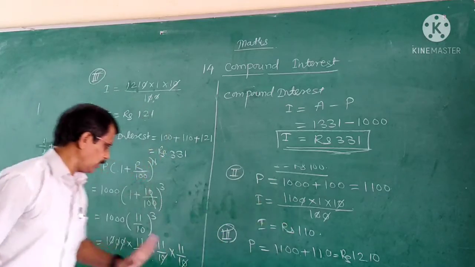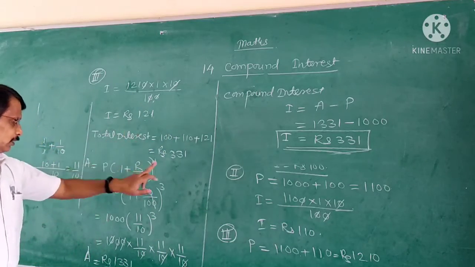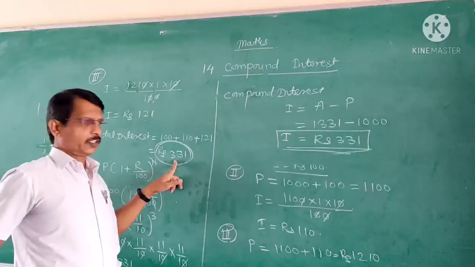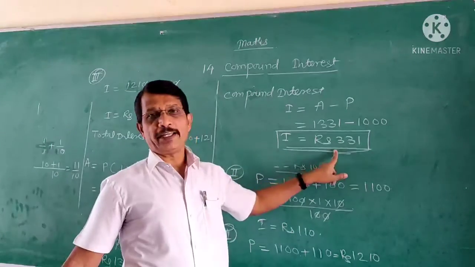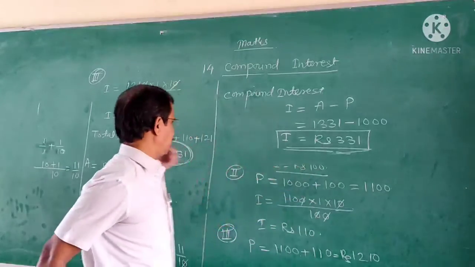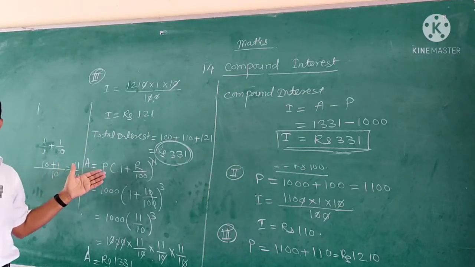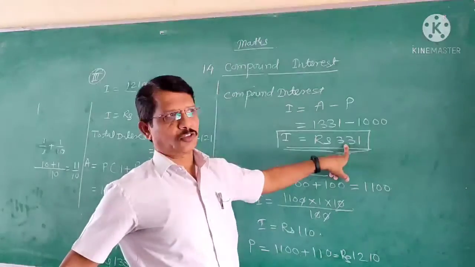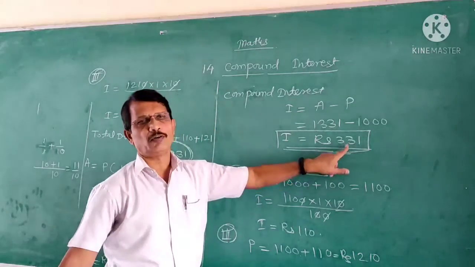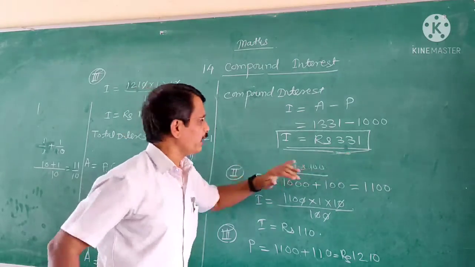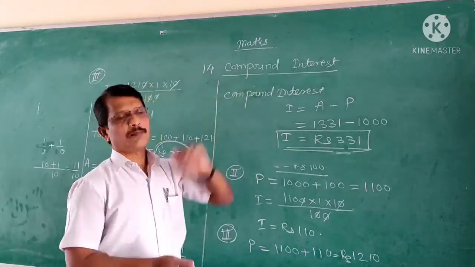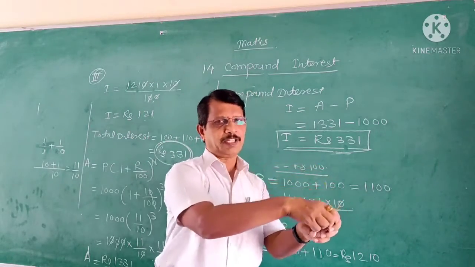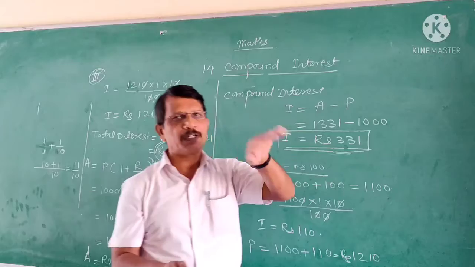Means by using this formula you will get total interest 331. Here also, by using this formula for finding compound interest and amount, they will get the same 331. This is compound interest. Means in this method, in this compound interest, interest is added in principal.